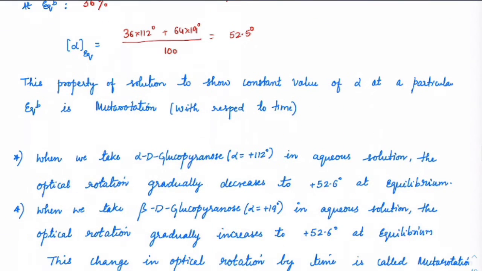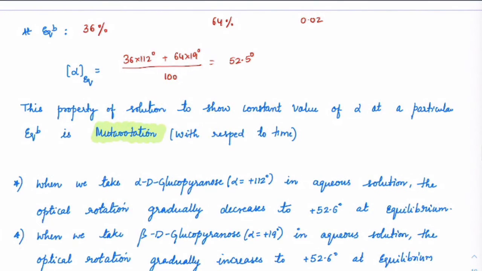Now this property of the solution to show a constant value at equilibrium is called mutarotation. Very important term asked in JEE, so remember what mutarotation is. Mutarotation is nothing but getting a steady angle over time. With respect to time, at equilibrium, if a solution reaches a constant value, that is called mutarotation.